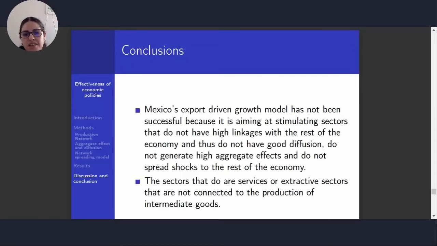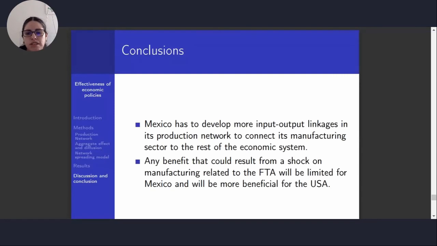So really, Mexico has two options. Either it starts to build on these linkages for the manufacturing industry and to really construct the whole production chain, or redirect its policy and start promoting a different kind of sectors, like the ones we found here with desirable characteristics. Which one is best? Which one is easier? That's a really tough question to answer.